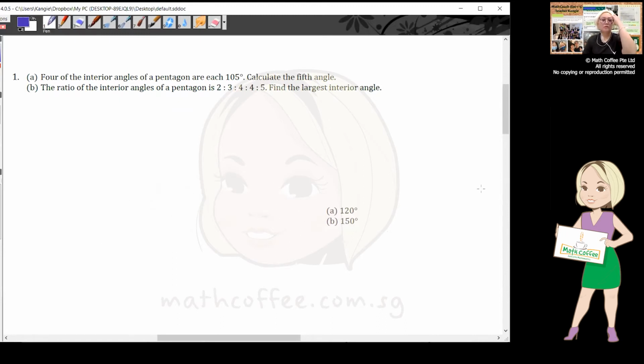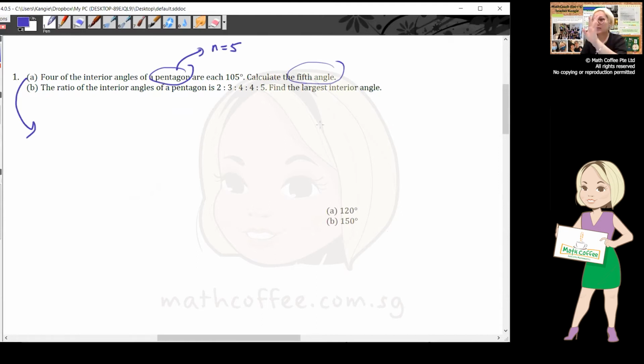Okay, let's take a look. The first question here, these two are 2 separate questions. 4 of the interior angles of a pentagon are each 105 degrees. Calculate the 5th angle. First, spot pentagon. So you must know that this means n equals 5, right? So there are 5 angles.